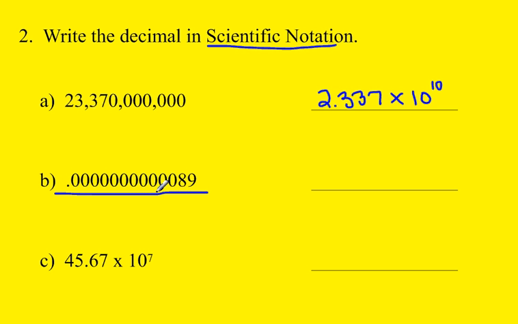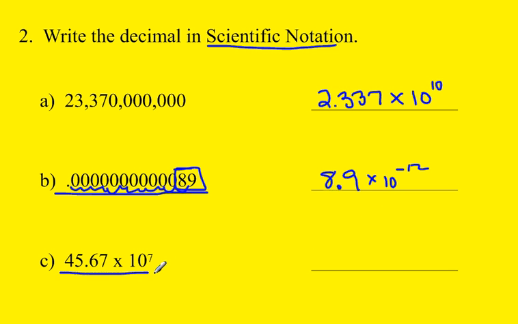This one's going to be a negative exponent. So I'll just start right here. The only numbers there are 8 and 9, so it's going to be 8.9 to get that number between 1 and 10. So you put the 8.9 and then go times 10 to a power. And then here you count backwards: 1, 2, 3, 4, 5, 6, 7, 8, 9, 10, 11, 12. That's a small one. So 8.9 times 10 to the negative 12th.